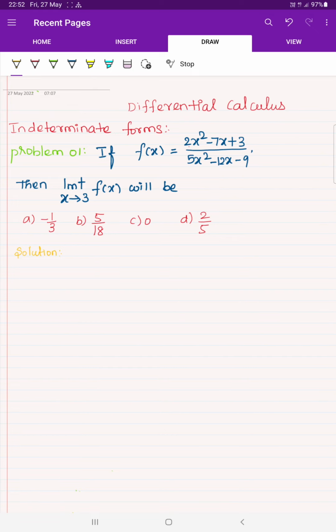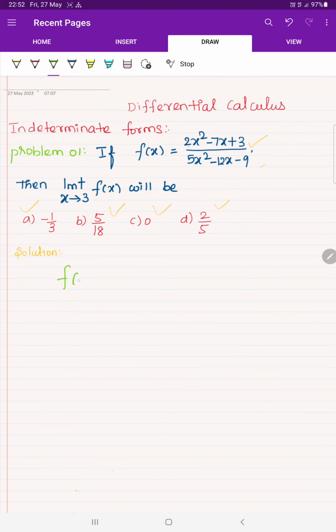In this question, it is given that f of x equals 2x square minus 7x plus 3 by 5x square minus 12x minus 9. Then the limit as x tends to 3 of f of x will be dash. They have given four options. Option A is minus 1 by 3, option B is 5 by 18, option C is 0, option D is 2 by 5. What is the expected answer, sir? Let us try to solve this question.